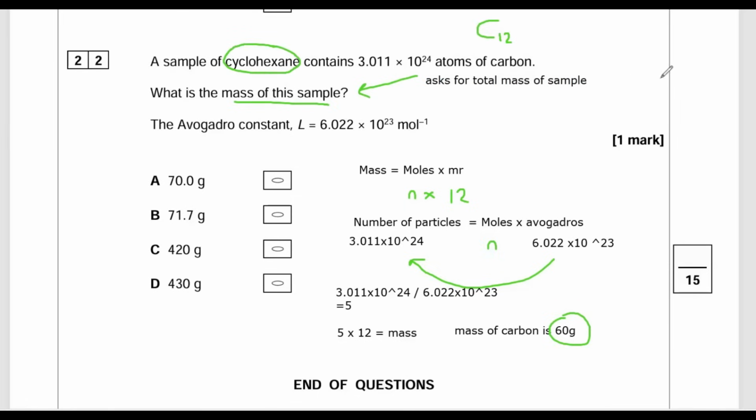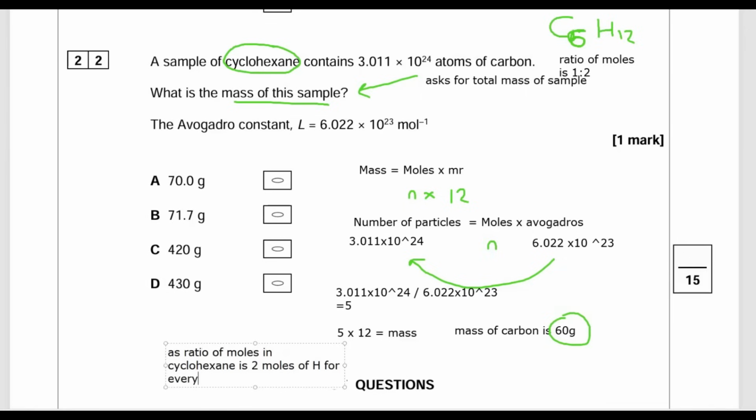Cycloalkanes have the same formula as alkenes. So cyclohexane, why have I put C12? You buck. It's going to be C6. Oh my gosh, C6H12. So they've got the same formula, CnH2n. So what's the ratio of moles of carbon to moles of hydrogen in cyclohexane? Well, the ratio is that for every mole of carbon, you have 2 moles of hydrogen. Now, as I had 5 moles of carbon, that means I've got 10 moles of hydrogen.